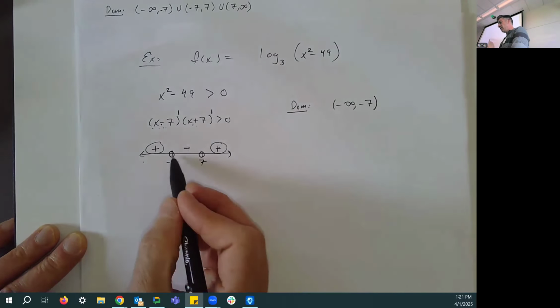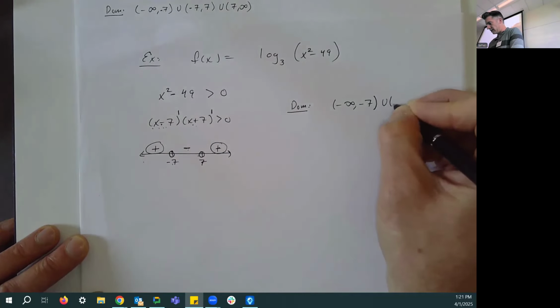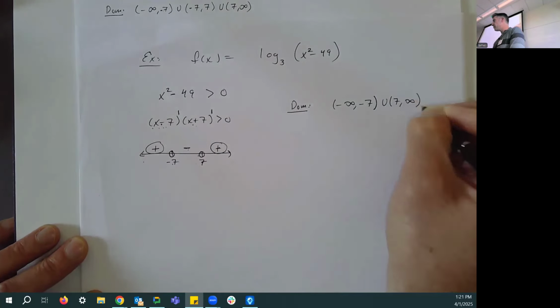And then we don't want any of the middle part. We don't want -7 to 7. We're going to start back up at +7 to infinity.